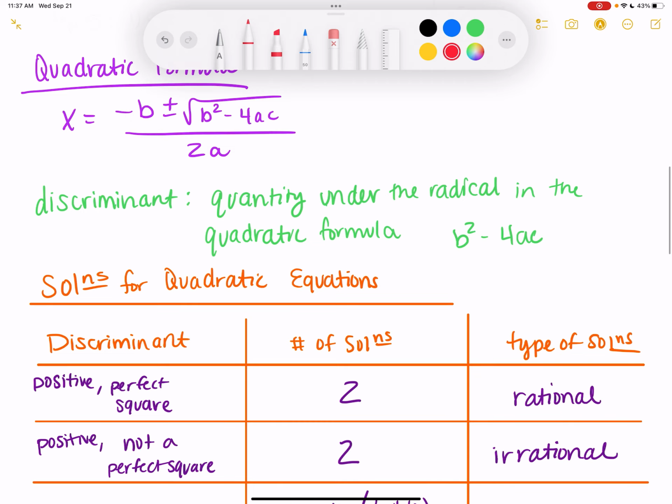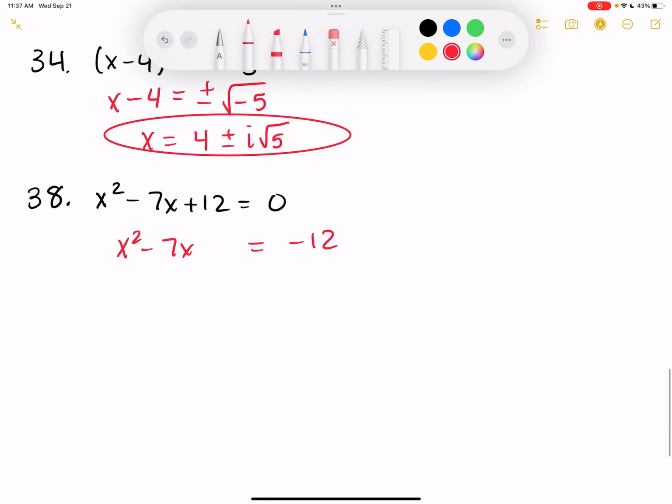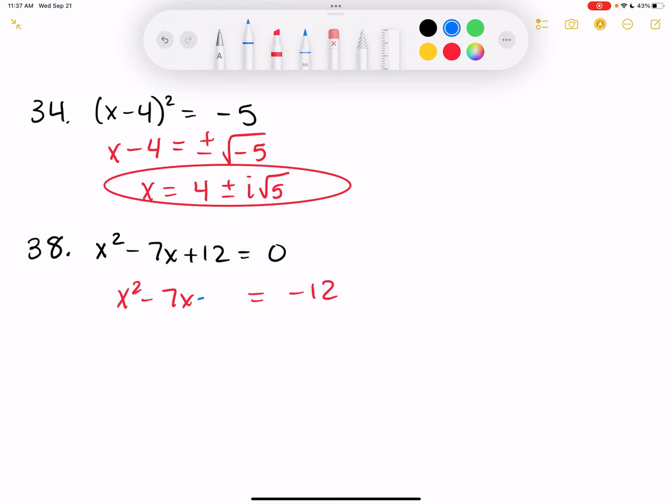Okay, step 3 says to add a box to each side, then half the middle term and square it. So, half the middle term and square it: x squared minus 7x plus box equals -12 plus box. 7 over 2, and it's getting squared. I usually leave it written this way on the left side, and on the right side, I will go ahead and square it. So that's going to be 49 over 4.